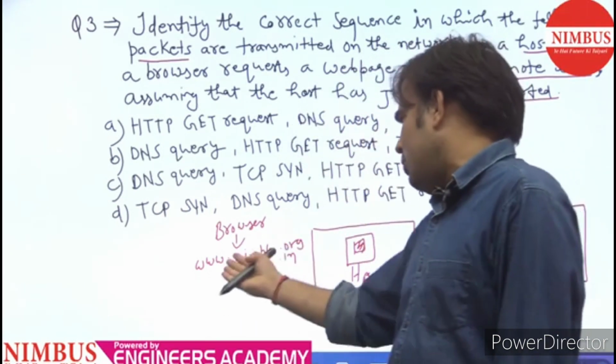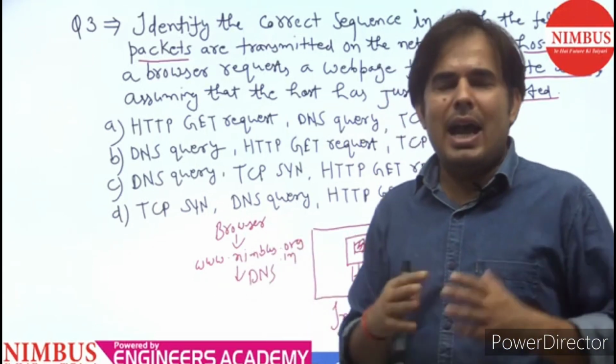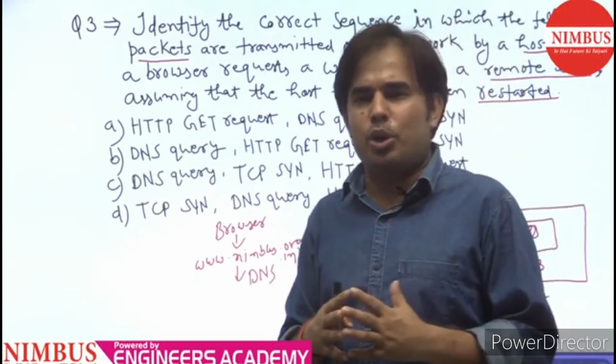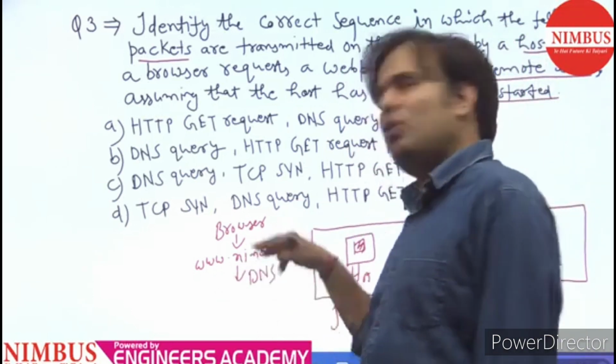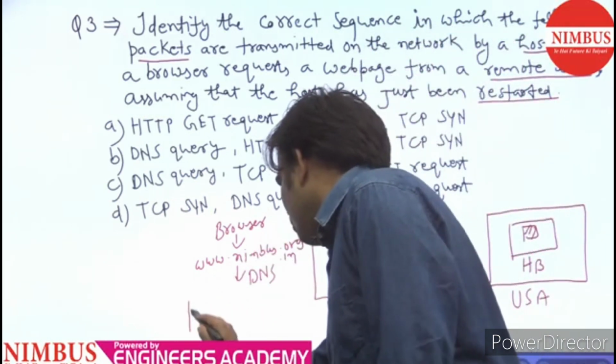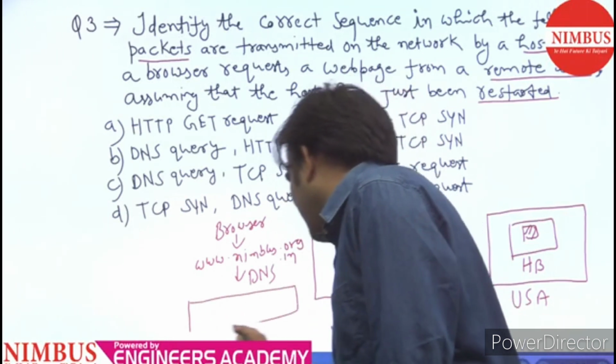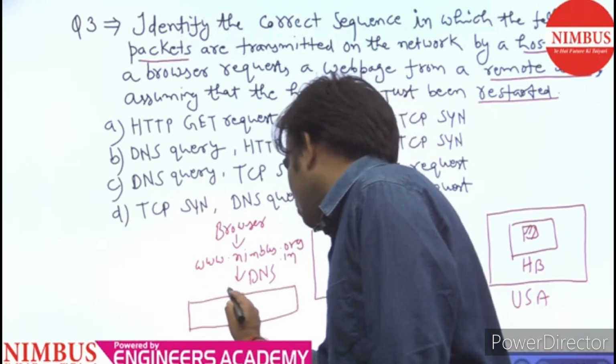This URL address is taken by DNS, and it will produce what? It will produce an IP address from this URL address. And an IP address is a 32-bit long field.